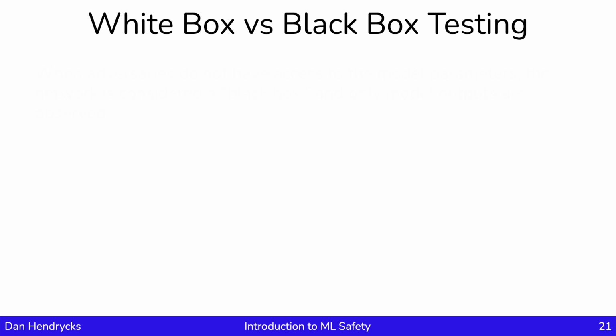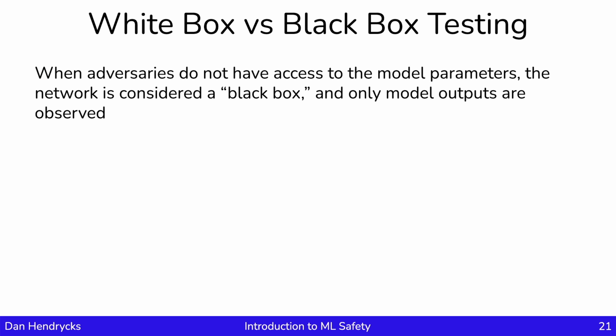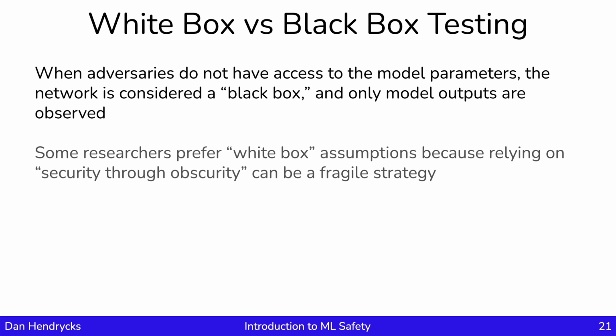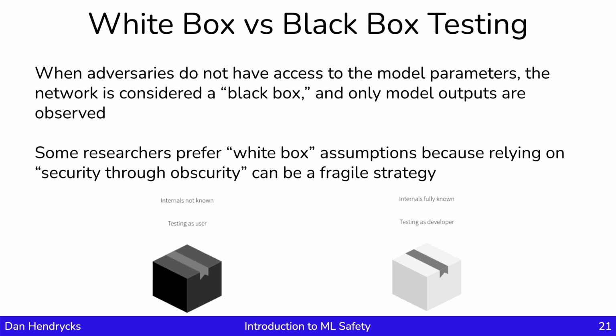There are different ways of evaluating and testing the robustness of models. There's a white box way and a black box way. When adversaries don't have access to the model parameters, the network is considered a black box, and only model outputs are observed. However, many researchers prefer white box evaluation, because if we rely on black box assumptions, this can be likened to security through obscurity, which is generally thought to be a fragile strategy. So the difference is that with black box, the internals are not known, and you're testing as a user. And with a white box situation, the internals are fully known, and you're testing as a developer.